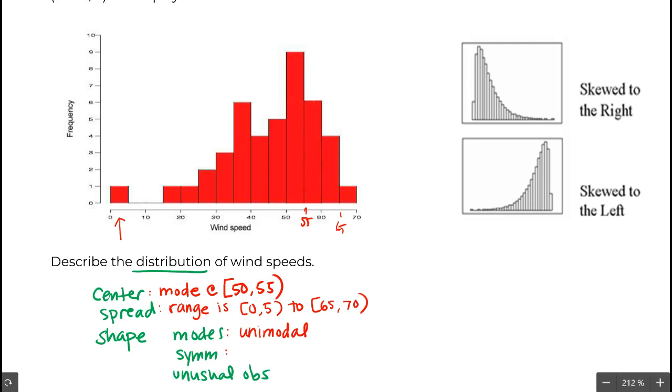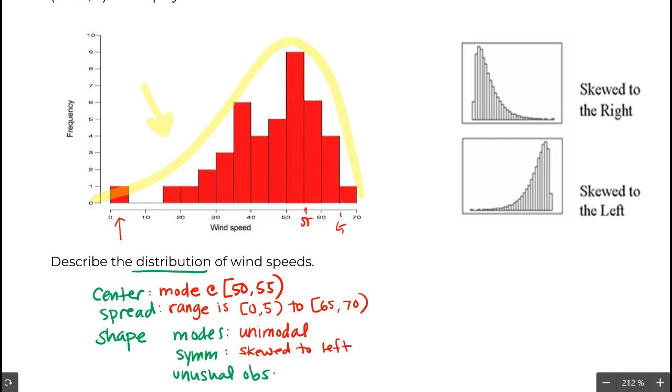Symmetric, well, we can see this thing is not symmetric. There's a lot more going on over here. If we drew our little shoop, we can see our tail is on the left-hand side. So remember, don't just tell me skewed. You have to tell me skewed to the left or negatively skewed.